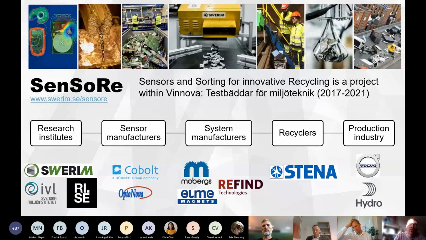So we cover a large span of the value chain here. So it's a good setting. I will talk about the challenges of setting up this kind of test bed. As you understand, it's very similar to what we heard about already from Fredrik, but I think there are good opportunities for different kinds of collaborations here, where maybe we focus more on the research of new sensors and their applications, and so on.